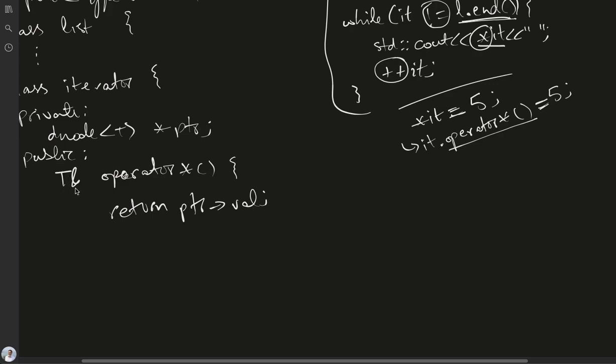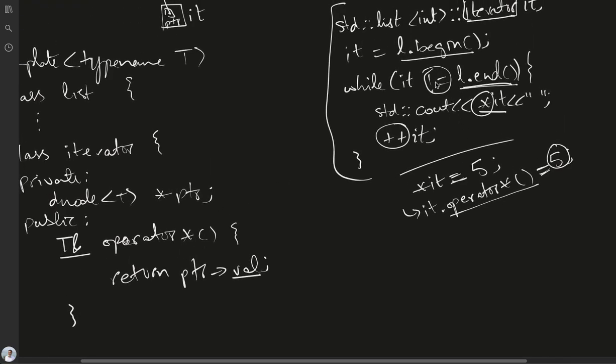And now as we are returning by reference, what would happen? This 5 would bind to this variable val, ptr dot val, and it would be stored there. That's it. So that's why we return a value by reference when we are implementing the dereferencing operator.